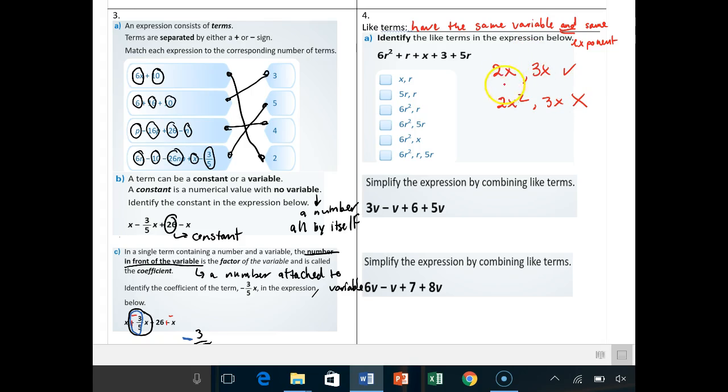This is like saying I can add 2 red apples and 3 red apples, but I can't add 2 red apples that have green leaves at the top of them and 3 red apples that don't. They have to be exactly the same thing if I want to say that they are like terms, okay? So x and r, those are not like terms. They're not the same variable.